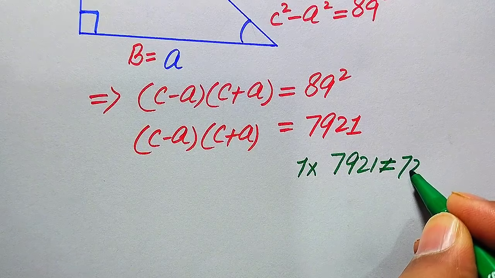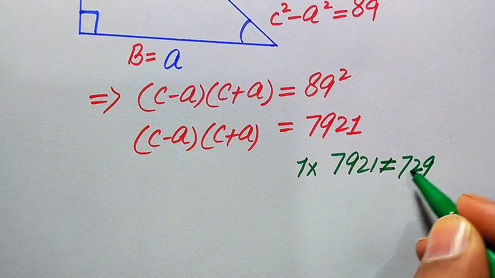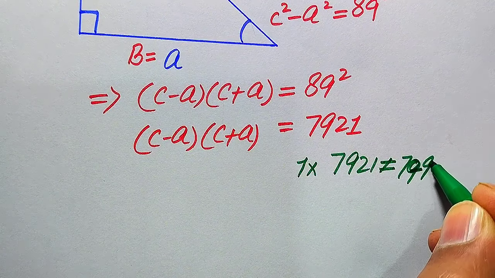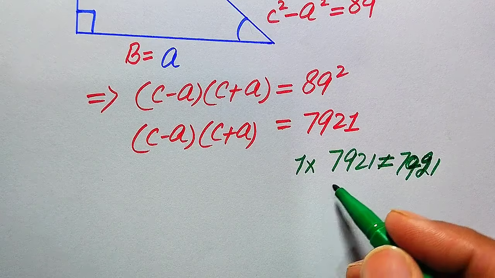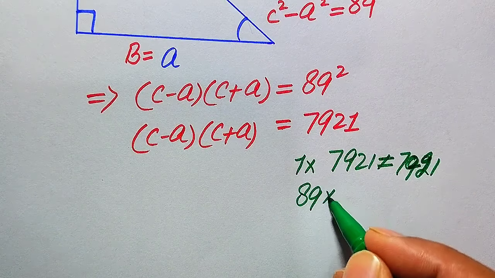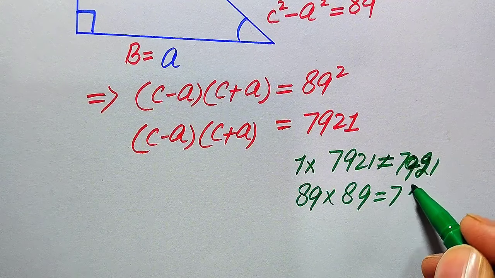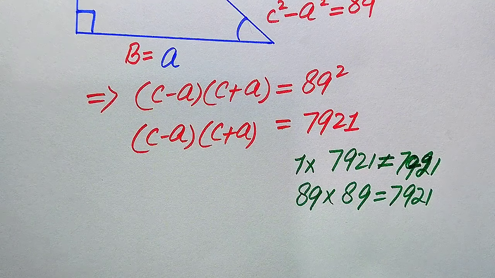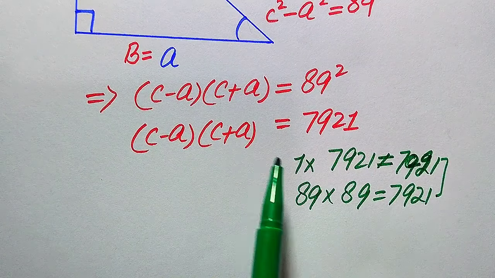equals 7921. Sorry for this mistake. Okay. And now the other possibility is that we have 89 multiplied by 89, which is also equal to 7921. Okay, so these are the two possibilities in which we get the product of two numbers as this value.